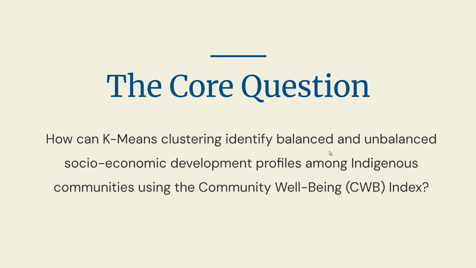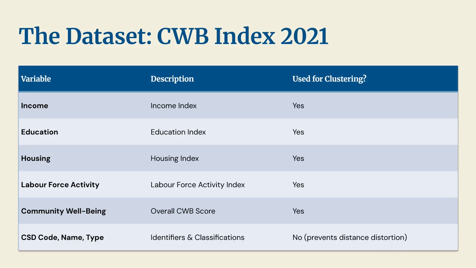So the question is whether k-means can find those balanced and unbalanced development profiles on its own, just from the income, education, housing, labor force, and the CWB final result. So these are the fields for the data set. There's one more variable that isn't mentioned by the project description, which is the population size.